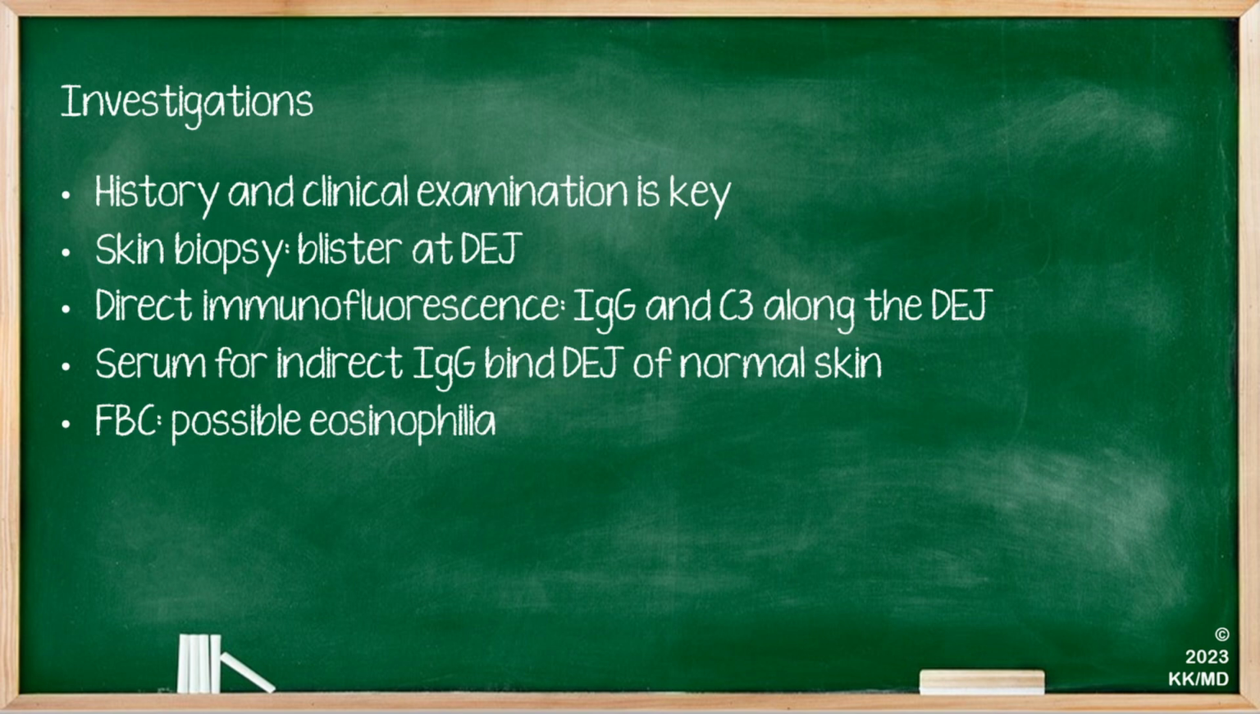The skin biopsy will show blisters at the dermoepidermal junction. Direct immunofluorescence will show IgG and C3 along the dermoepidermal junction. Serum for indirect immunofluorescence will show IgG binding to the dermoepidermal junction of normal skin. Finally, the full blood count may show a possible eosinophilia.